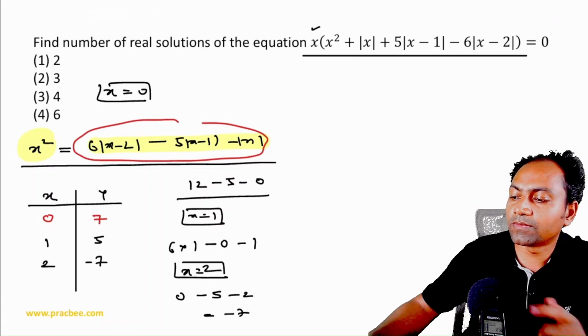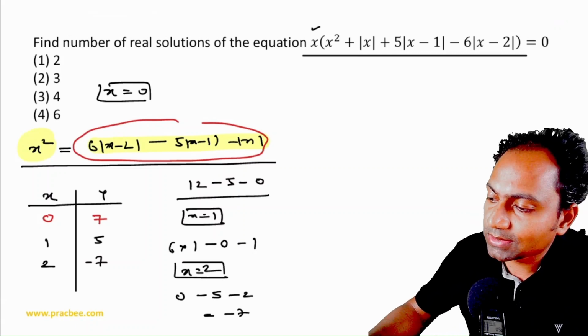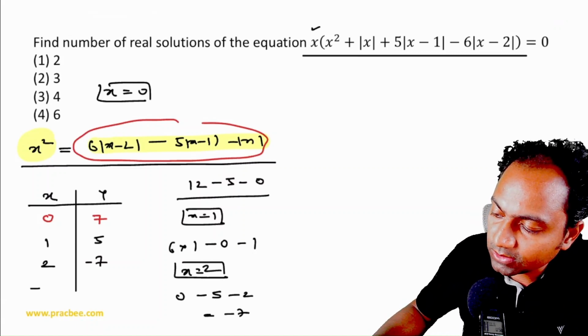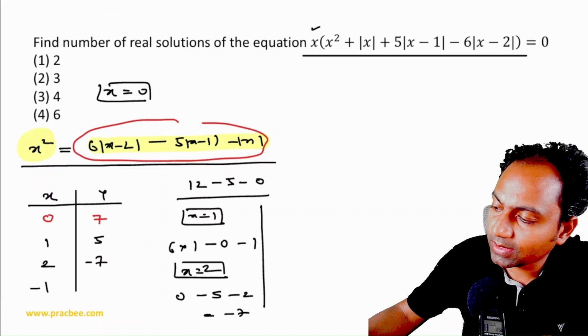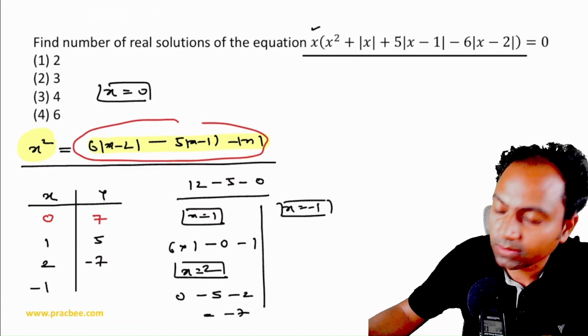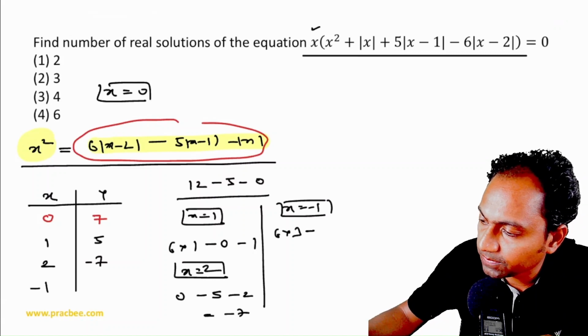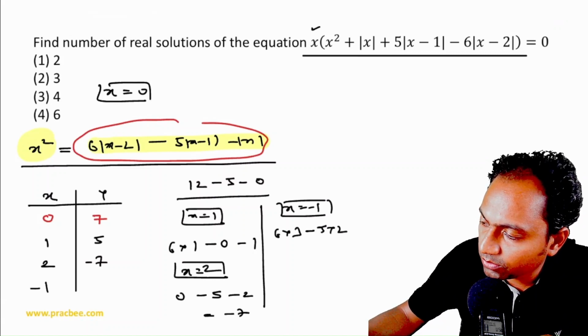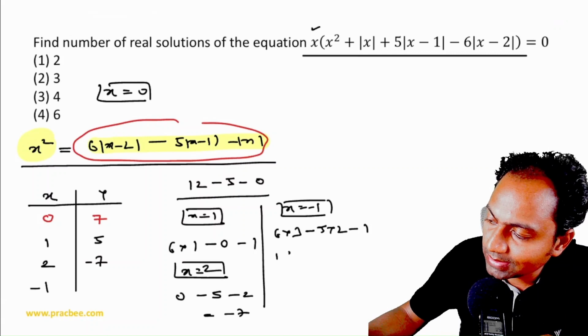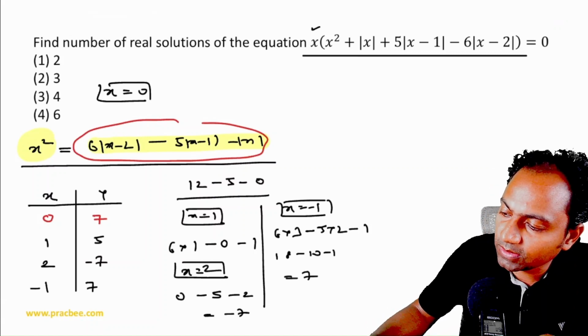Now I need to consider one value that is smaller than 0. So let us consider minus 1. If I put minus 1, let us see what kind of values I am getting. This first part becomes 6 into 3 minus 5 into 2 minus 1. And this is 18 minus 10 minus 1. So this becomes 7. So this remains 7 only.